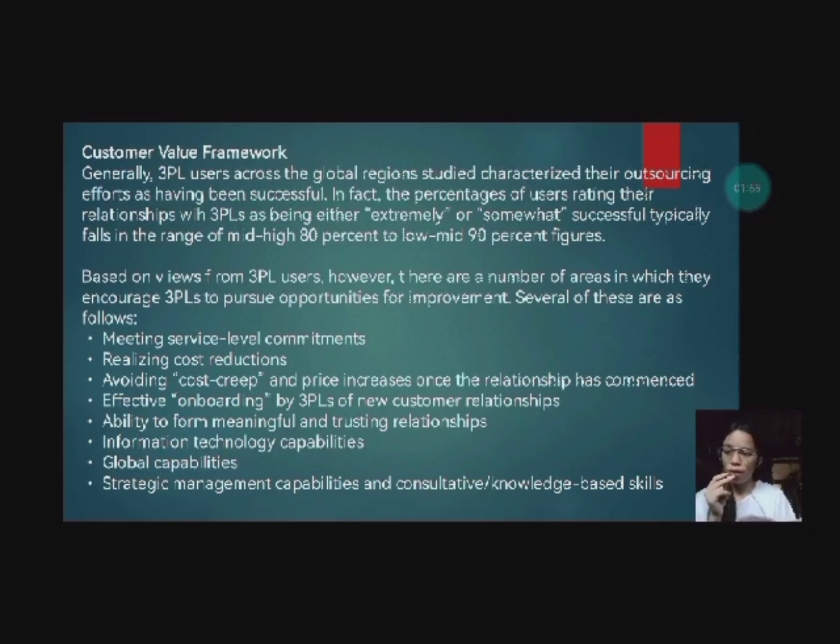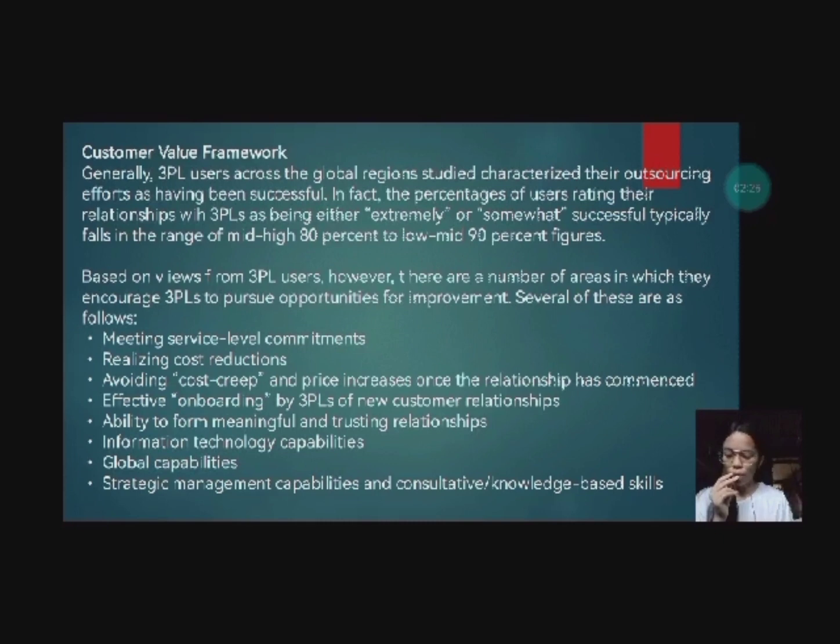Next is effective onboarding by the 3PL of new customer relationships. So, ensuring a smooth and efficient transition for new customers and integrating with the 3PL's services. Next is the ability to form meaningful and trusting relationships. So, building strong, collaborative, and trusting partnerships between 3PLs and their customers. Next is information technology capabilities.